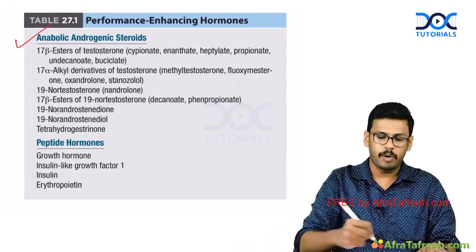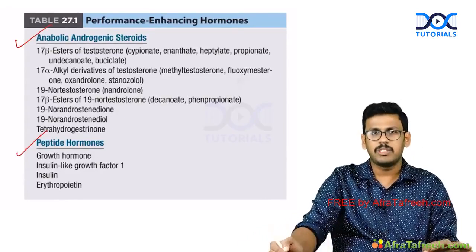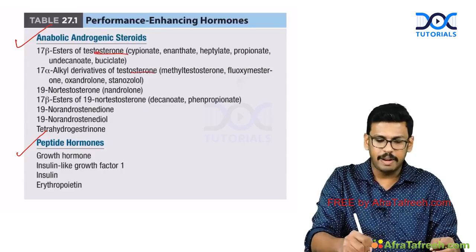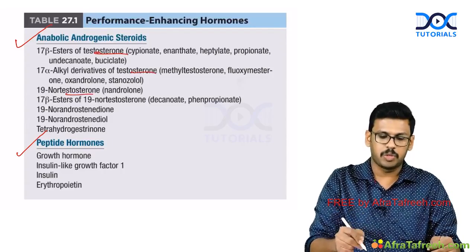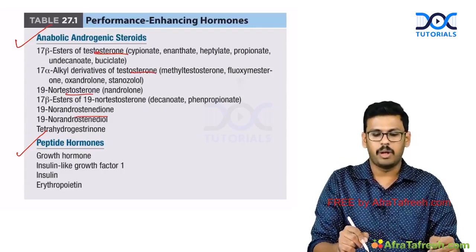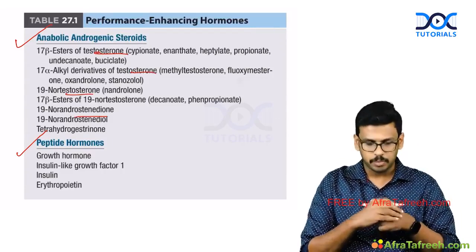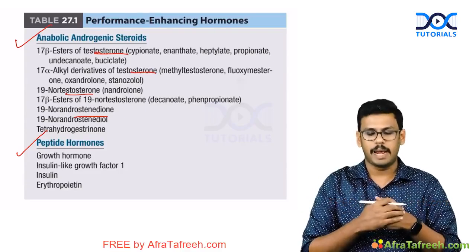About the performance enhancing hormones, they can be androgenic steroids or peptide hormones. So several steroids, several esters of testosterone, then alkyl derivatives, nortestosterone, norandrostenedione, and so many other metabolites of testosterone were used as performance enhancing drugs.